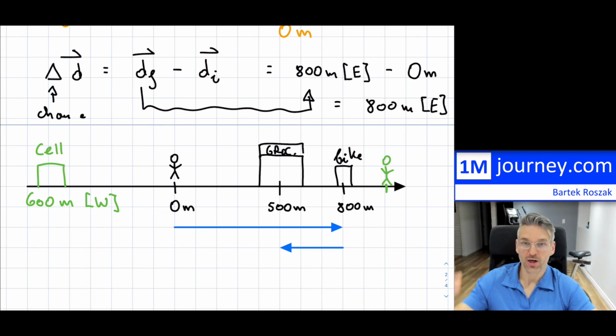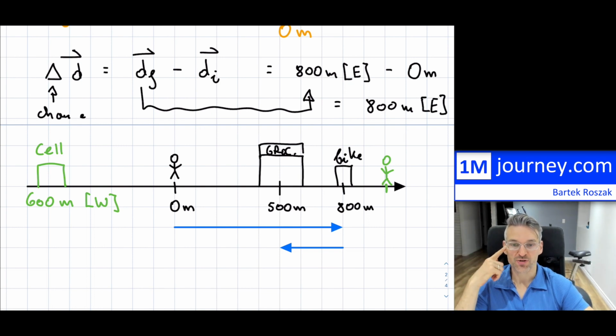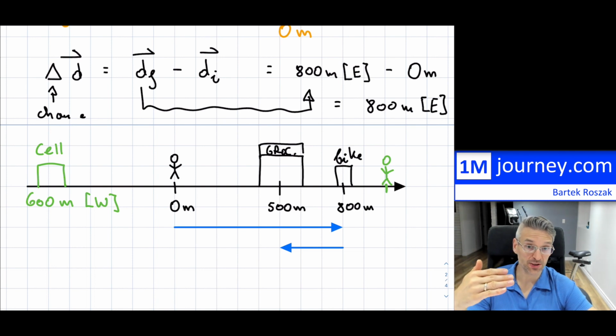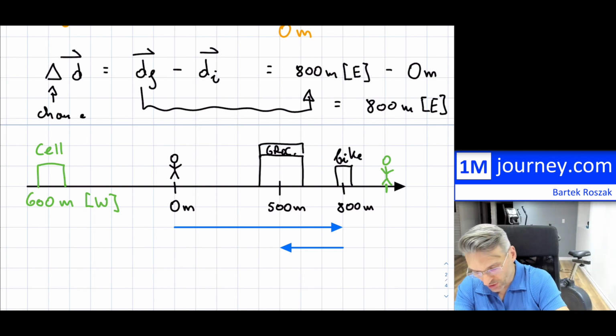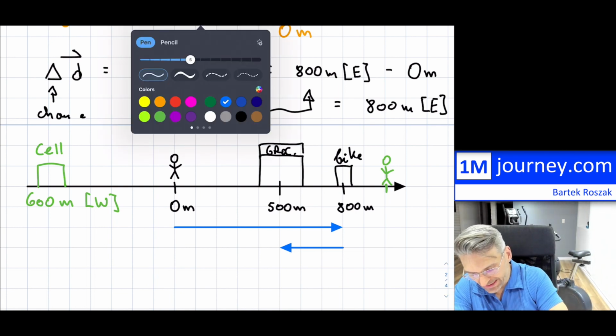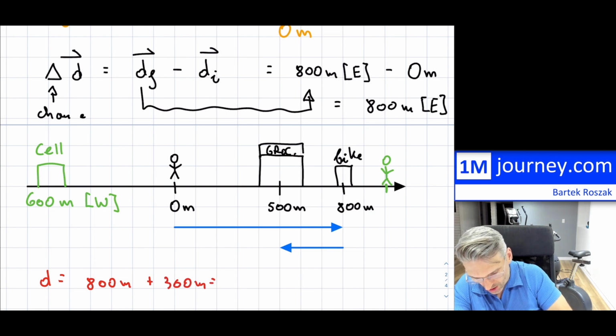So we've walked in one direction and then we've walked in the other direction. So what is the total displacement? Now, you might think, okay, well, it's 800 meters plus an additional 300 meters. So that would have captured your distance. Your distance would have been your 800 meters plus another 300 meters that you walked, which would have been 1100 meters.